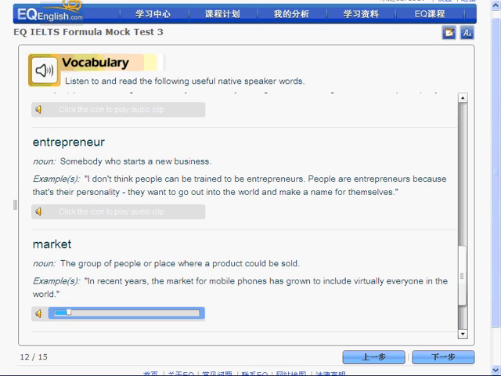Market. Noun. The group of people or place where a product could be sold. In recent years, the market for mobile phones has grown to include virtually everyone in the world.